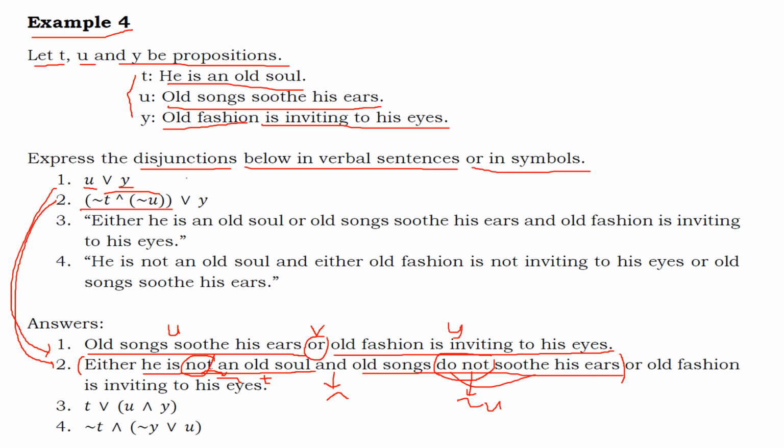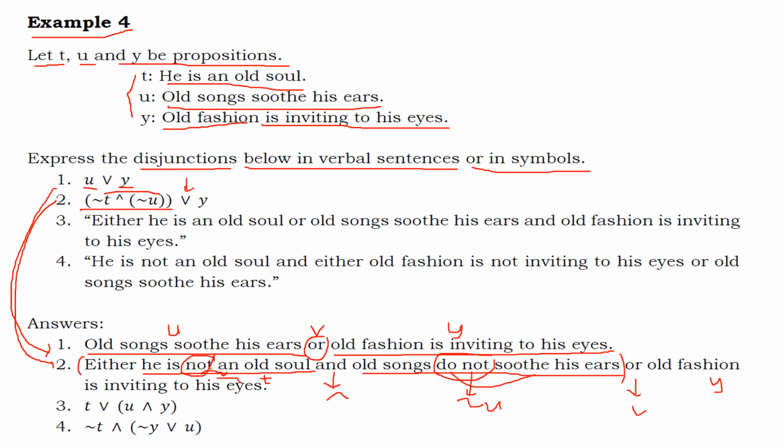Now, we apply your disjunction. That's why we use or here. We use your disjunction or. Then your Y, we just simply copy the original proposition Y. All passion is inviting to his eyes. That's why we use Y here. So that's how we convert symbols to words or verbal sentences.